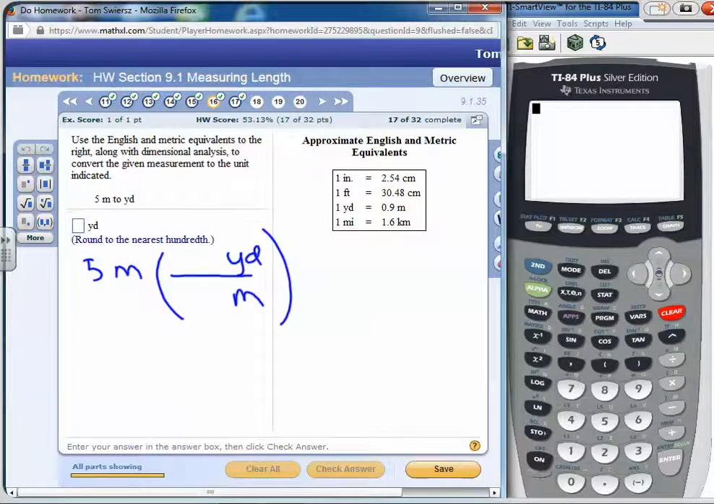Notice yards and meters, there's the equivalence of 1 yard to 0.9 meters in the table given. So the 1 goes with the yard, the 0.9 goes with the meters from the table. The 0.9, the number that's not 1, is in the denominator. Denominator means you're going to divide. So we're going to take 5 divided by 0.9, and that will convert meters to yards.